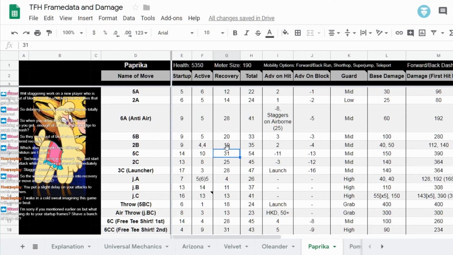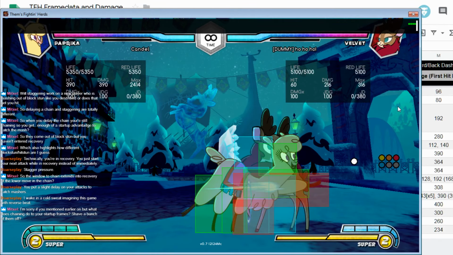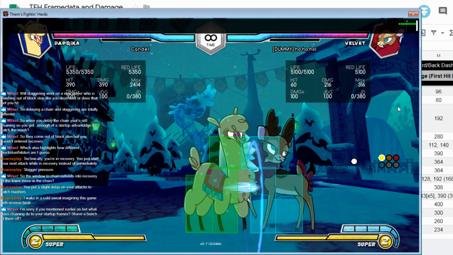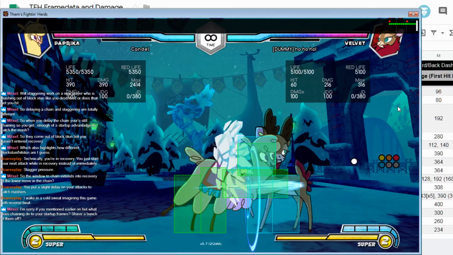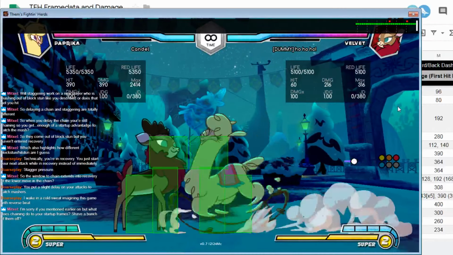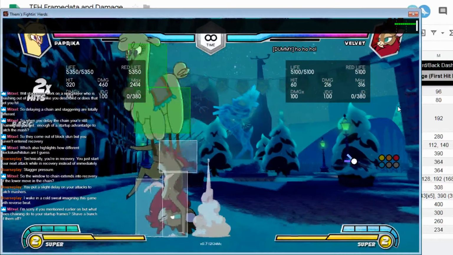What does chaining do to your startup frames? Chaining does nothing to your startup frames, it just cuts off the recovery frames. So, let me go into this here. Normally you have 12 recovery frames after a 5A, and it has 5 frames of startup. So 1, 2, 3, 4, 5. Look, that's 5 frames. And normally you would have to sit here through recovery, but I just chained it to another 5A right now. 1, 2, 3, 4, 5. It just kills the recovery frames. It doesn't do anything else. If you chain, it deletes recovery frames, basically. It interrupts your recovery frames and just starts the next move. That's all it does.